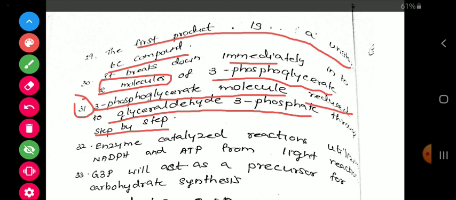So let's follow the marking scheme and write whatever is in the resource book to get marks in your essays. I'm pointing out the confusing facts. In the reduction phase, 1,3-bisphosphoglycerate will be reduced to glyceraldehyde 3-phosphate step by step. So better write that.